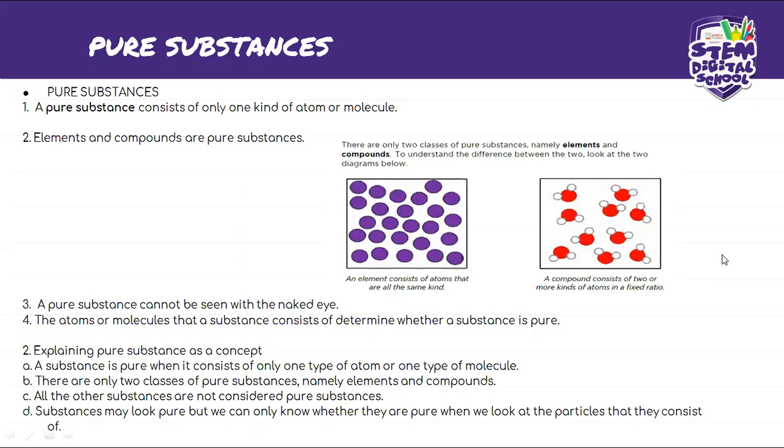A pure substance cannot be seen with the naked eye. The atoms or molecules that a substance consists of determine whether a substance is pure. A substance is pure when it consists of only one type of molecule or atom. There are only two classes of pure substances. We call them elements and compounds. All the other substances are not considered pure substances. Substances may look pure, but we can only know whether they are pure when we look at the particles that they consist of.